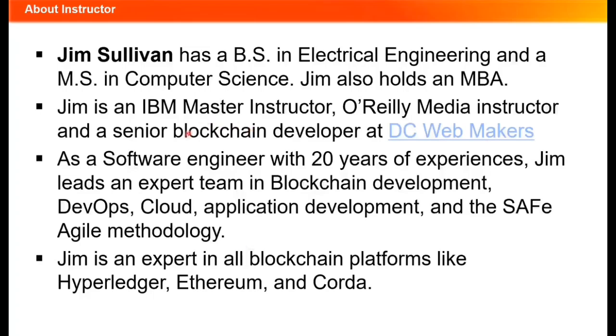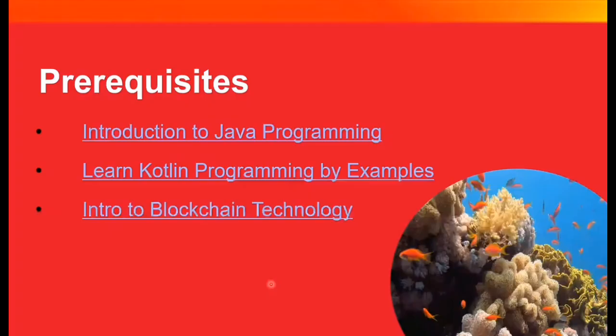A little bit about myself. My name is Jim Sullivan. I have a Bachelor of Science in Electrical Engineering and an MS in Computer Science. I also hold an MBA. I am an IBM Master Instructor, an O'Reilly Media Instructor, and Senior Blockchain Developer for DC Webmakers. As a software engineer, I lead an expert team in blockchain development, also DevOps, cloud applications, application development, and the safe agile methodology. And I work with blockchain platforms such as Hyperledger, Ethereum, and Corda.